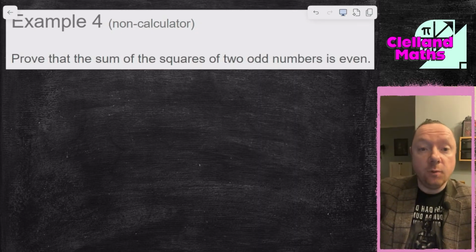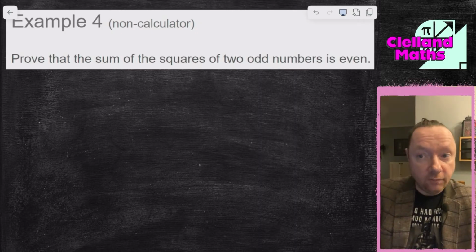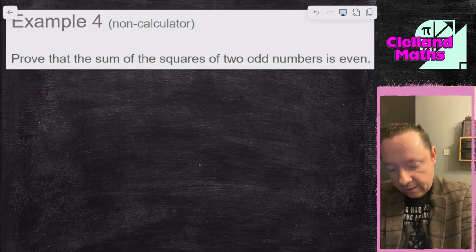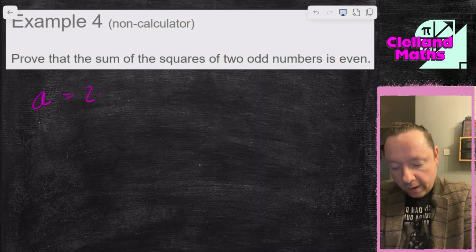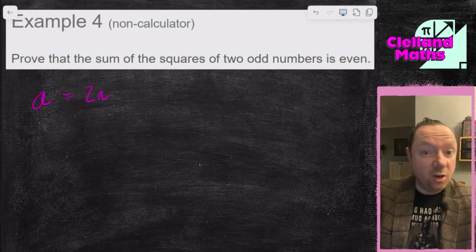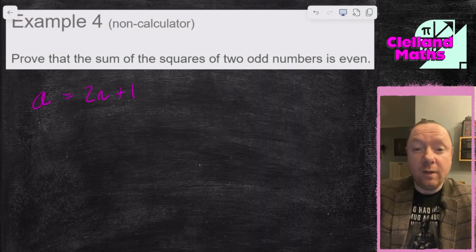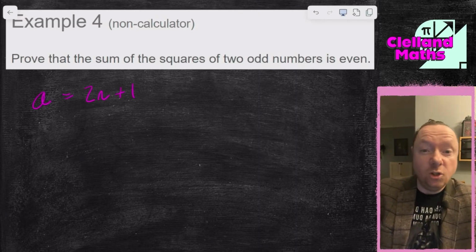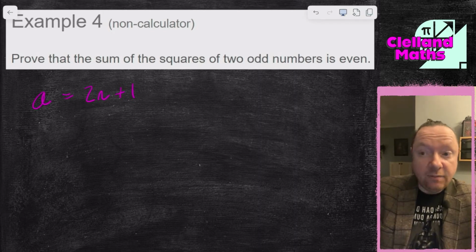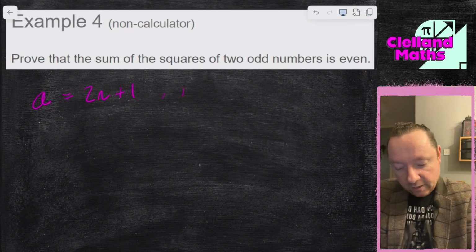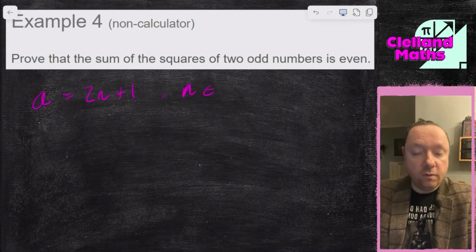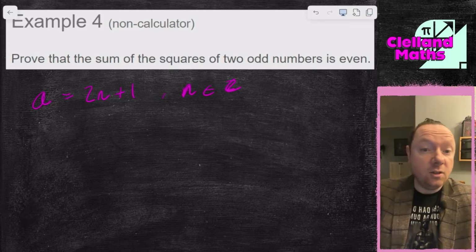Prove that the sum of the squares of 2 odd numbers is even. Well, I suppose this is asking us, do we know how to write an odd and even number? So let's say let A equal 2n plus 1. 2n will give you an even number, so if I add 1 or take away 1, I'll get back to an odd number. Now you're allowed to add 1 or take away 1, it doesn't matter. Just use whatever one you prefer. I always use add 1, but you can let it be negative if you want. And we're just saying that n is a member of Z, because it's an integer.